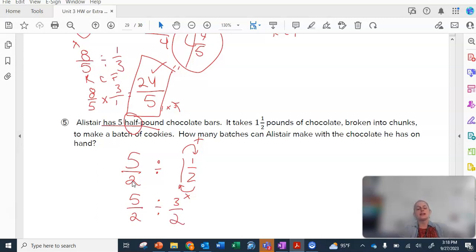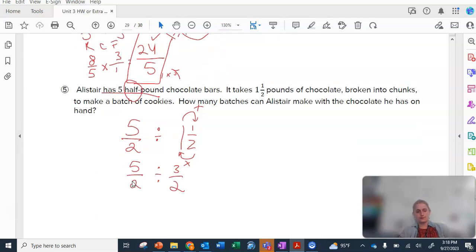3 halves. Now I can keep, change, flip. Keep, change to multiplication, flip to the reciprocal. I'm seeing this fancy 1 here, so I'm going to cancel those out. That's a fancy 1. 5 times 1 is 5. 1 times 3 is 3.